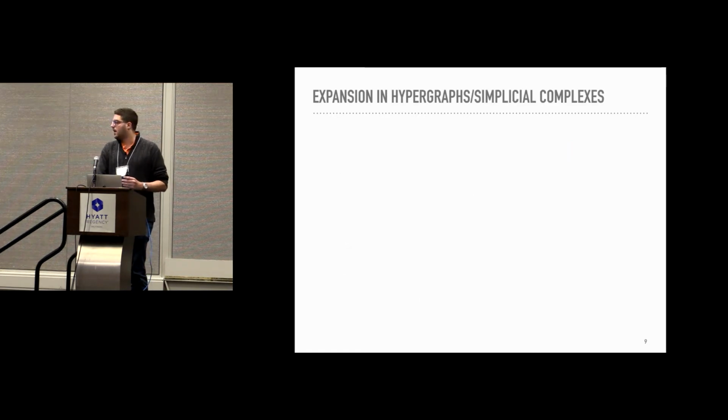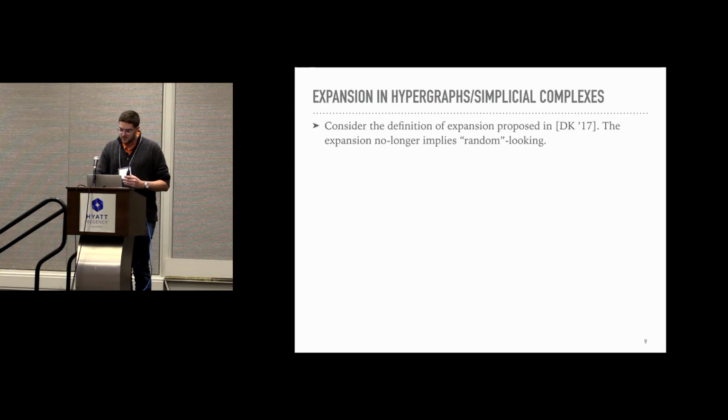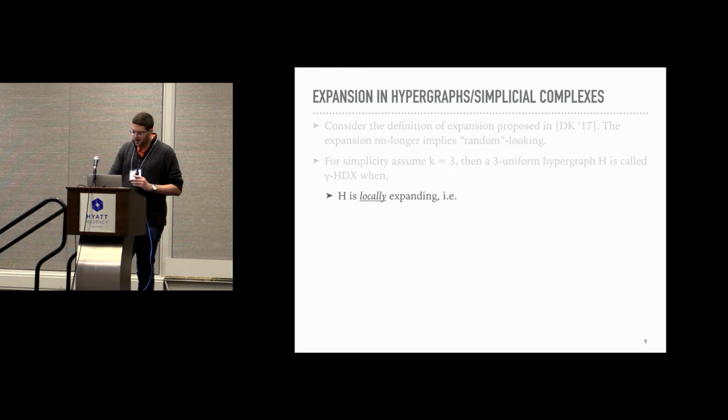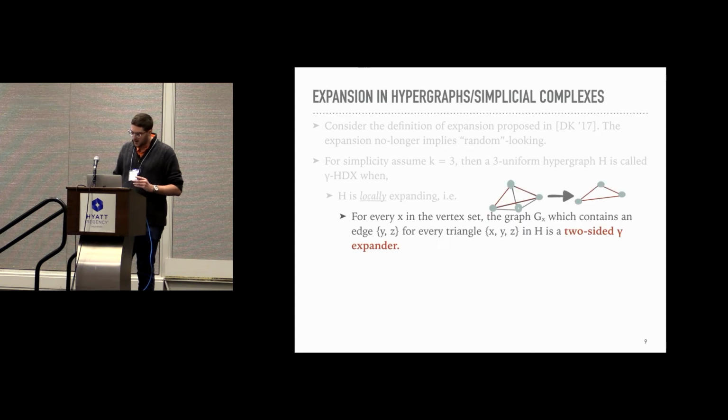So what about expansion for hypergraphs? There are multiple definitions. The definition we're going to consider is proposed by Dinur and Kaufman. For simplicity, I'm just going to introduce everything for k equals 3. So I'm given a 3-uniform hypergraph. I want this graph to be locally expanding. For every vertex x in the vertex set, I'm going to build a graph G_x. And this G_x is going to have an edge yz whenever there's a triangle xyz in the hypergraph. So here's a picture. The red edges are the edges yz for the triangles. And the global graph you get is the red graph on the right-hand side.